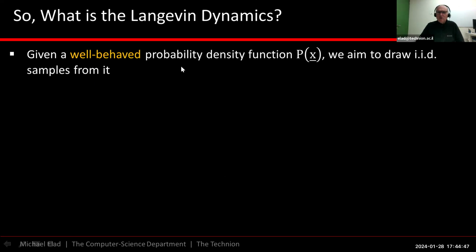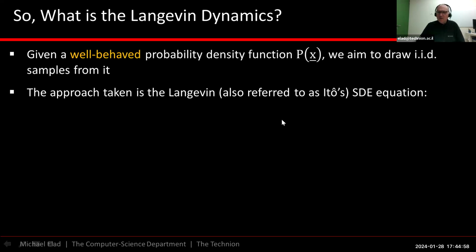Imagine that there is a probability density function P of X that you would like to draw from. Paul Langevin suggested the following formula for getting fair samples from it. This is the equation, very simple. It's also known as the Ito equation, and it is a stochastic differential equation.